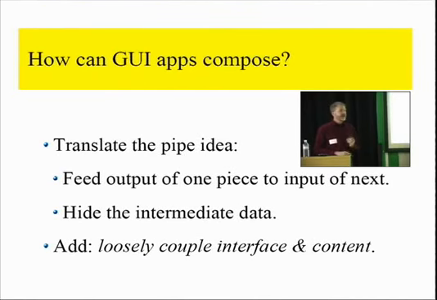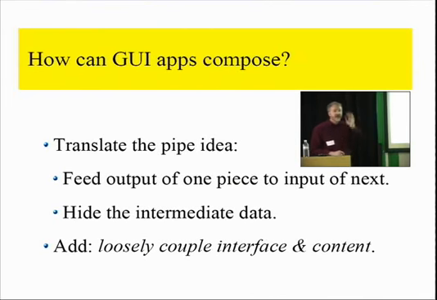So what's the pipe idea? And here's where I think what I'm describing and what Unix is different from visual languages, what's called visual programming languages. So there are two parts. Feed the output of one piece into the input of the next. Okay, that's the same as these visual languages. But the second one is different. Hide the intermediate data.